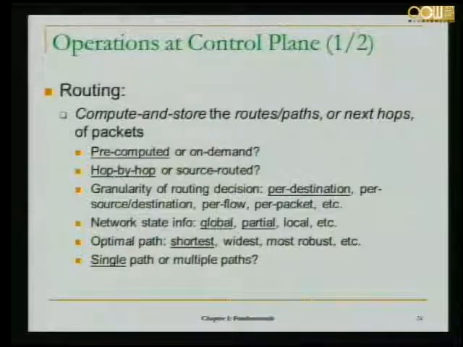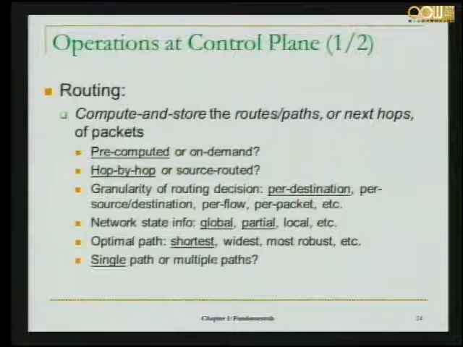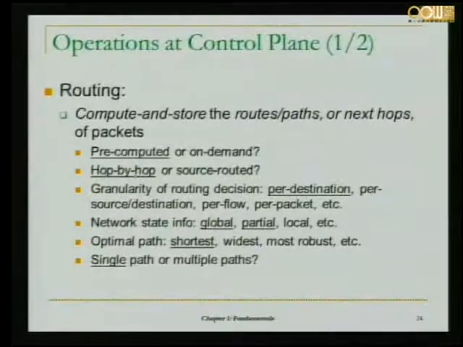Another issue will be, for each particular destination, should I maintain just one single path, or multiple paths? Mostly in the internet, we only maintain the single path. However, because that single path might fail, we need to be adaptive enough to switch over to some other path if that particular path failed. We maintain a single path, not multiple paths.